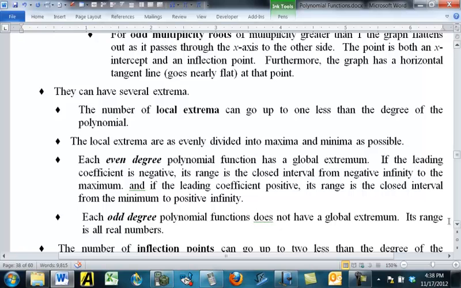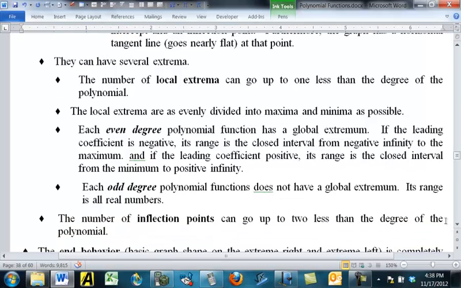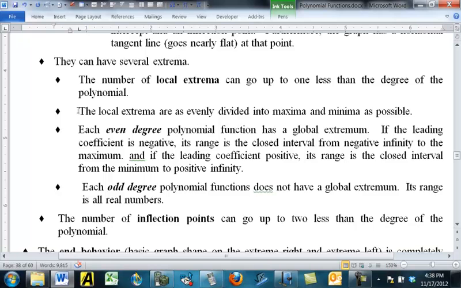They can have several extrema. The number of local extrema can go up to 1 less than the degree of the polynomial. The local extrema are evenly divided between maxima and minima, as even as possible. If there's an odd number of them, obviously you have one more of one than you do the other.